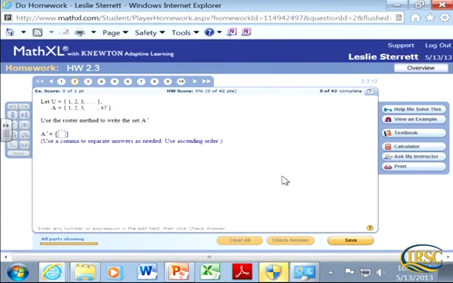Okay, it says, let U, or the universal set, equal the set of 1, 2, 3, comma, dot, dot, dot. Let set A equal the set of elements 1, 2, 3, comma, dot, dot, dot, 47. And it just wants you to find A complement. That's what A apostrophe means, A complement. It says use a comma to separate answers as needed and use ascending order. So ascending order means start out with the smallest number and then move up from there.